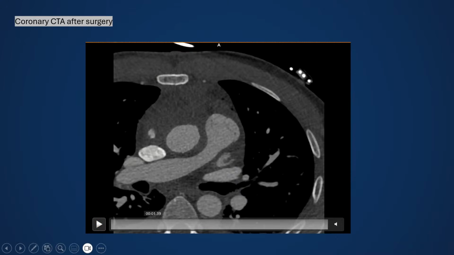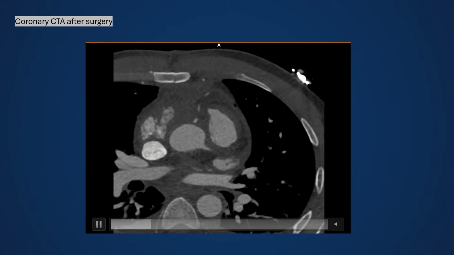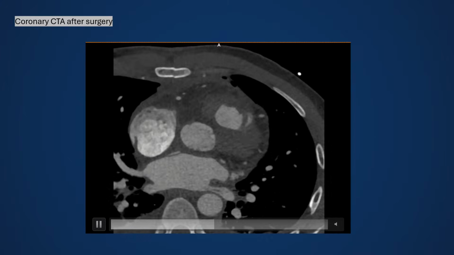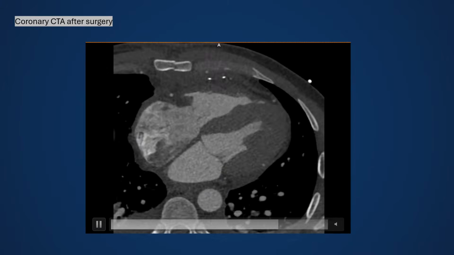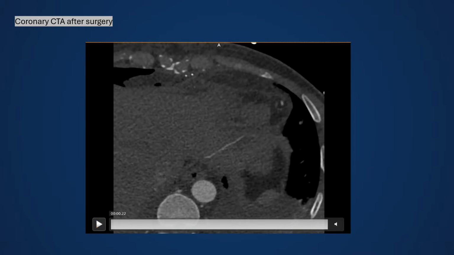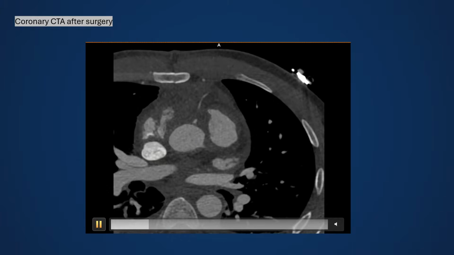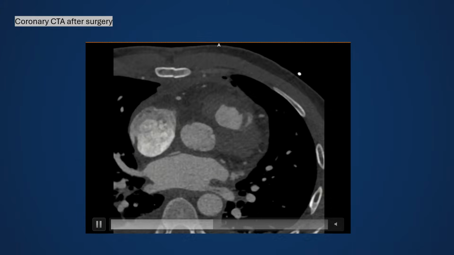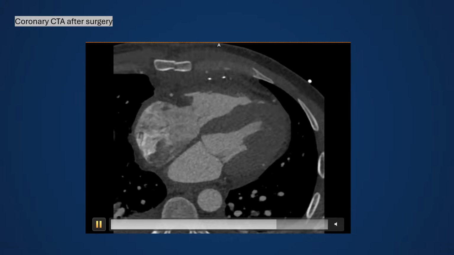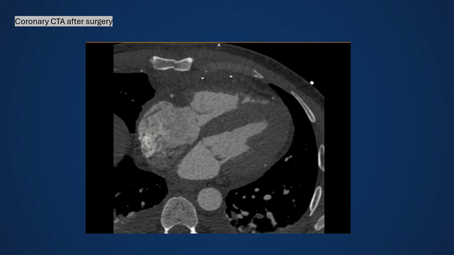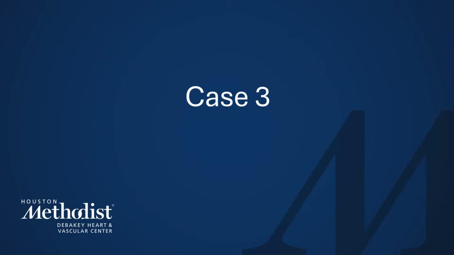And this is the CTA after surgery to assess the new RCA. As you see here, the RCA is now coming from close to its normal anatomic location, and there's no proximal narrowing anymore. Yep, I think that's it.